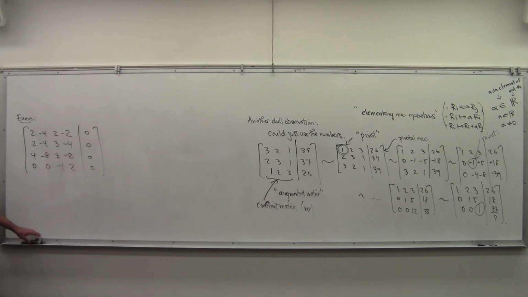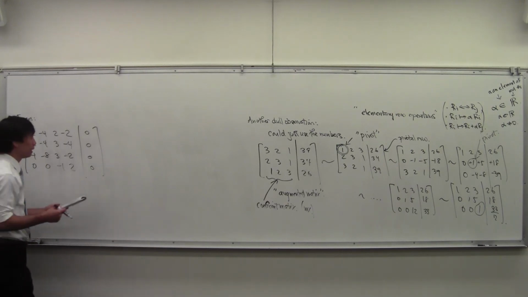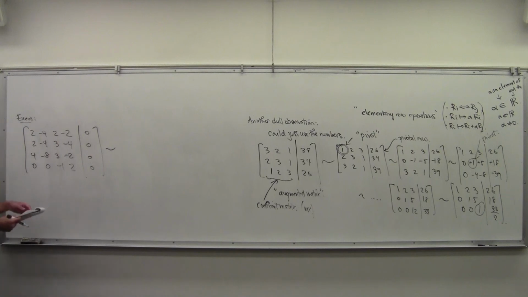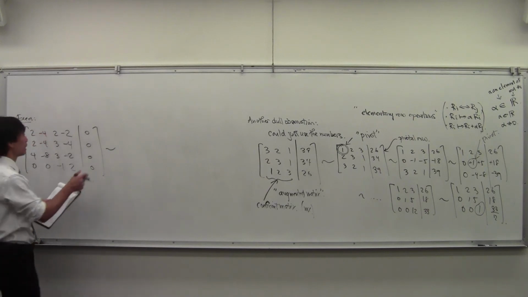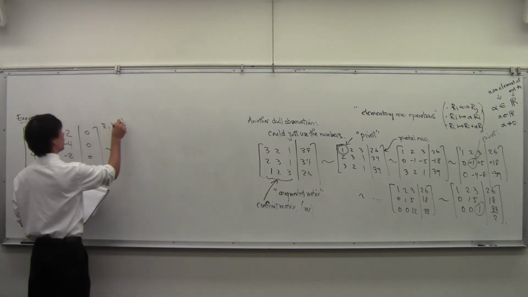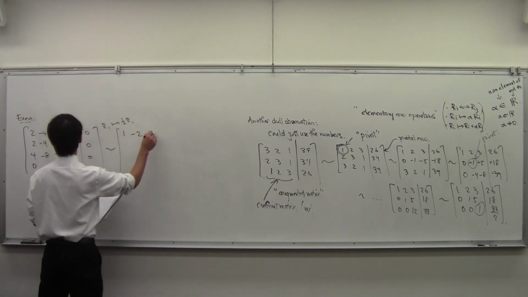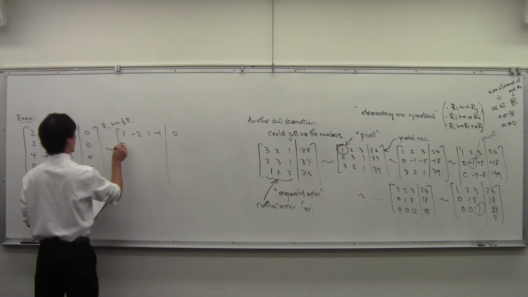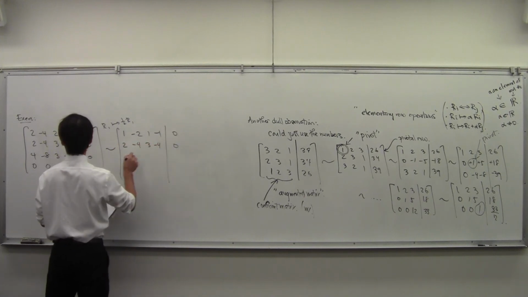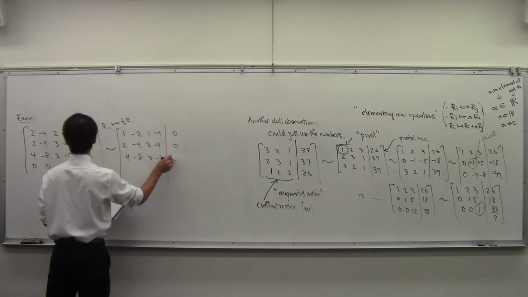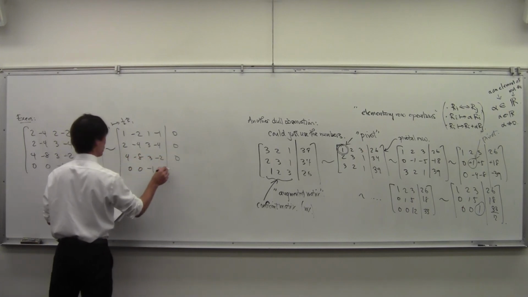Because there's only 1 minute left, let me just do it. If I were given this and told to reduce it, the first thing I want is a pivot here, I want a 1 here. One way to do it would be to just divide the first row by 2. So just multiply the first row by 1/2. So the first row turns into 1/2 of the first row. So you get 1, -2, 1, -1, 0. 2, -4, 3, -4, 0, 4, -8, 3, -2, 0, 0, 0, -1, 2, 0.